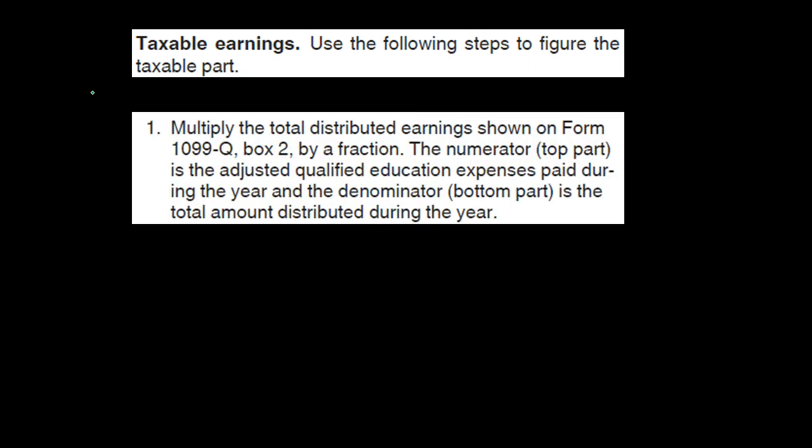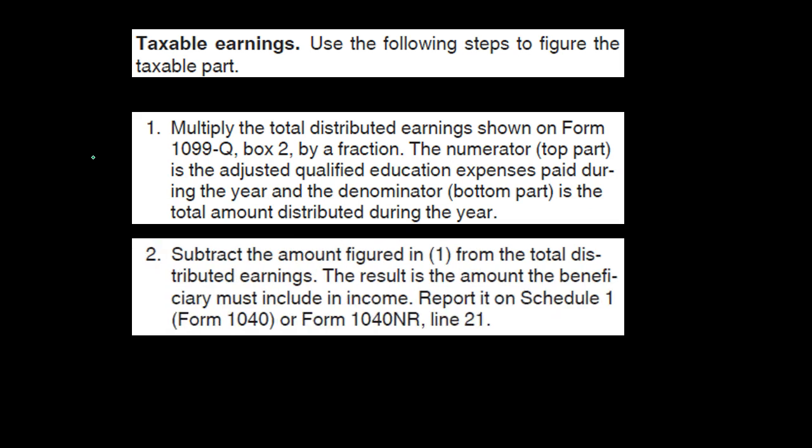Taxable earnings. Use the following steps to figure the taxable part. So here's how this is. If we have to figure the taxable part, these are the steps that we would go through to do so. Number 1, multiply the total distribution earnings shown on Form 1099-Q, box 2, by a fraction. The numerator, top part, is the adjusted qualified education expenses paid during the year, and the denominator, the bottom part, is the total amount distributed during the year.